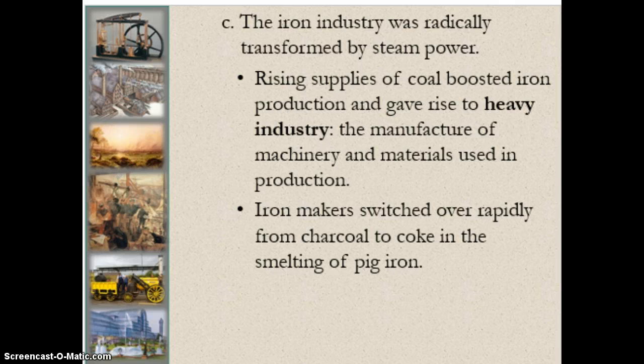Okay, so again, they needed the increased production of coal, which provides the fuel needed to power the growing number of so many steam engines. And then you have this heavy industry. Iron makers switched rapidly from charcoal to coke in the smelting of pig iron. So we get into the next slide.